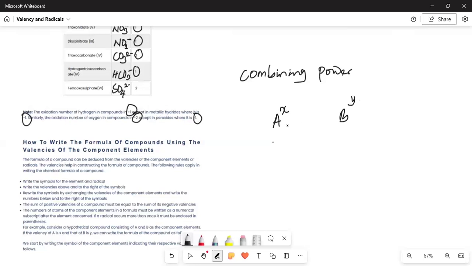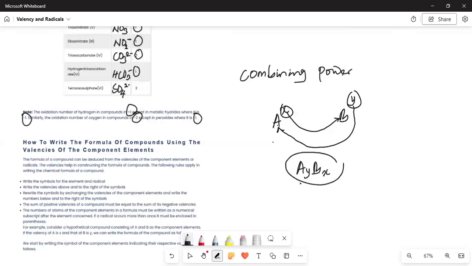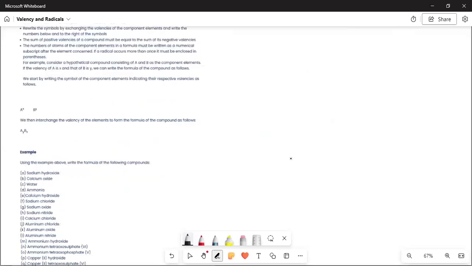For us to write the chemical formula of that element, we need to exchange the valency. As B is going to take the X, A is going to take the Y, as there's an exchange of valency. And that is why we say valency is the combining power of elements. So the formula of that compound will be AYBX. There is an exchange of valency. A takes the valency of B, B takes the valency of A, to give us the chemical formula of that compound. We have some examples here.